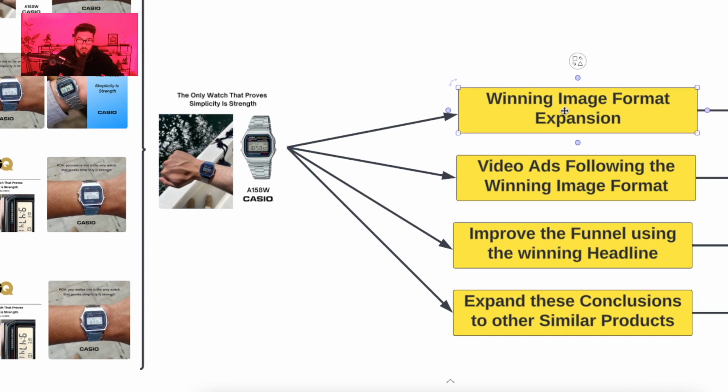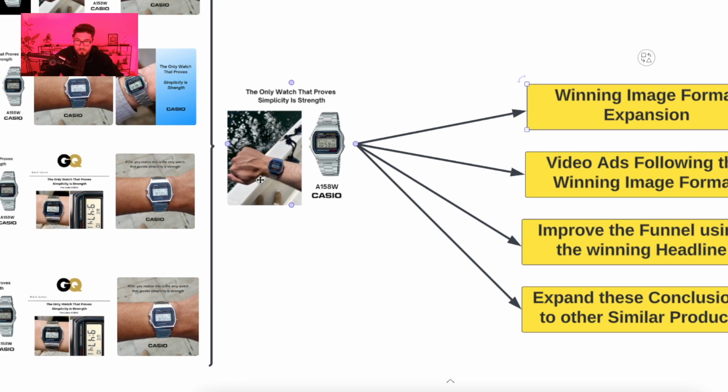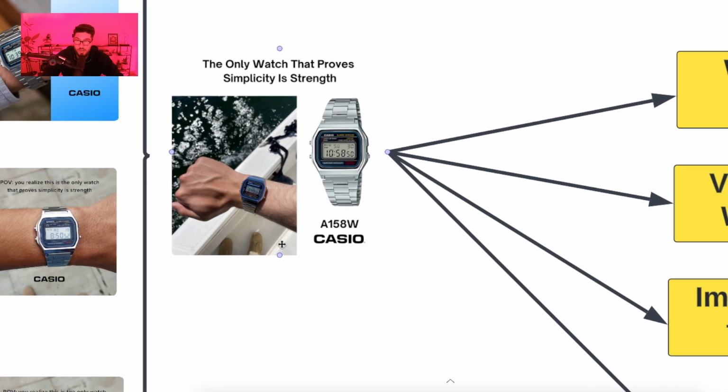So: winning image format expansion. Basically change this image, and this is infinite. Change the model, put a strong guy, put a guy in a suit, a guy with a cigar, whatever, like infinite. Video ads. Improve the funnel using things like this, using the headline. Now it's time to put this headline into a listicle. Expand the conclusions into other similar products. So if this is working really good, why not do this exact same image with all of the colors and all of the models of this watch? Amazing.